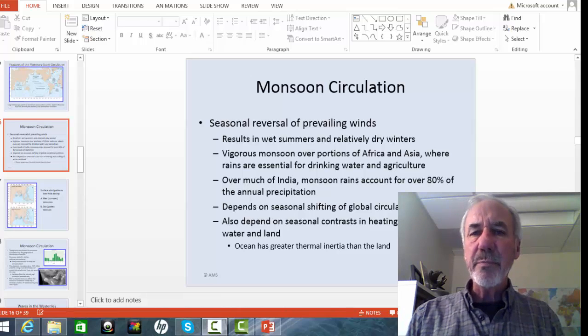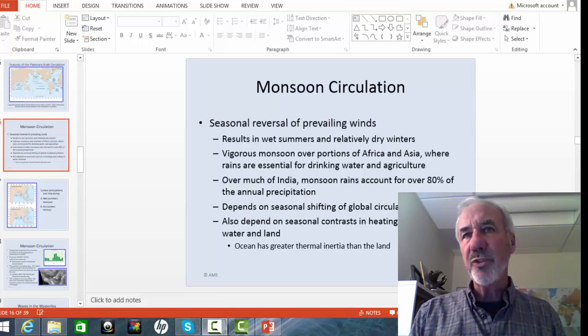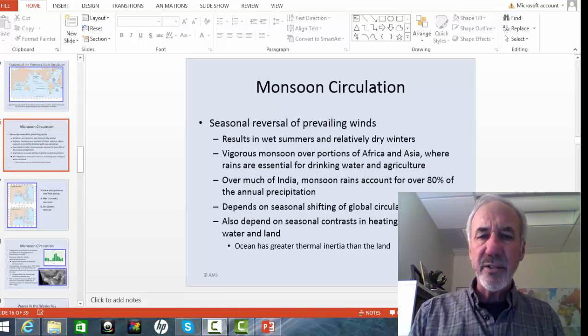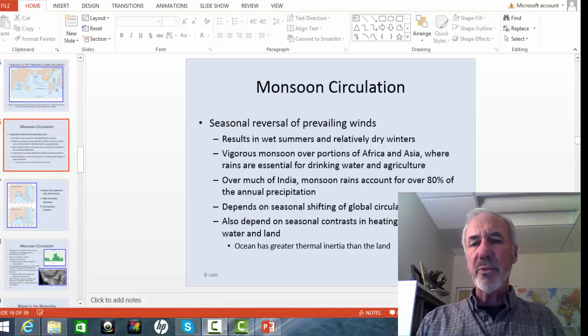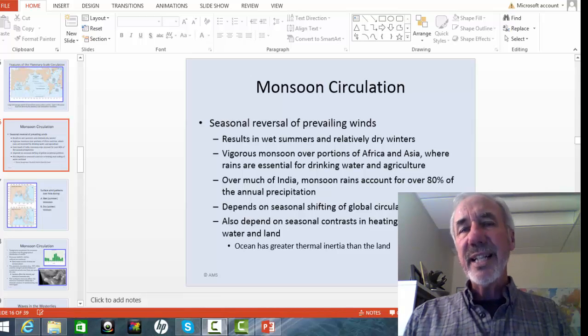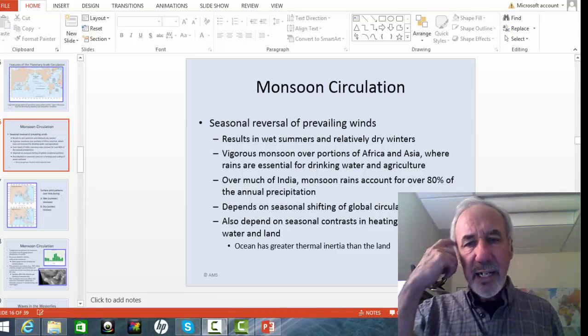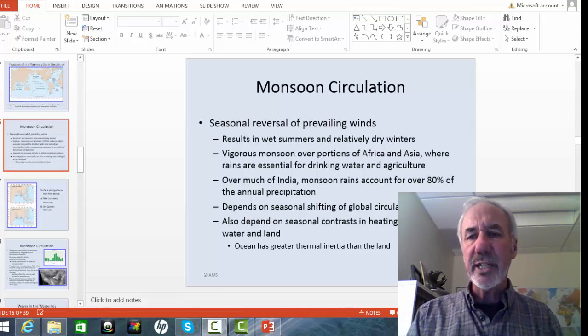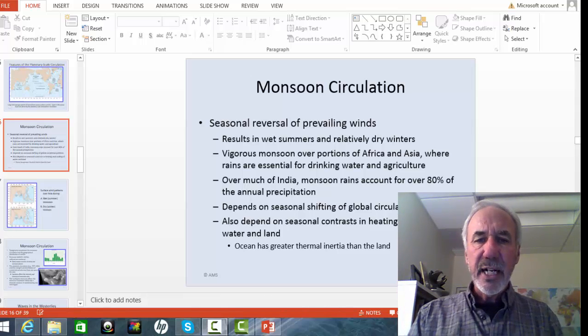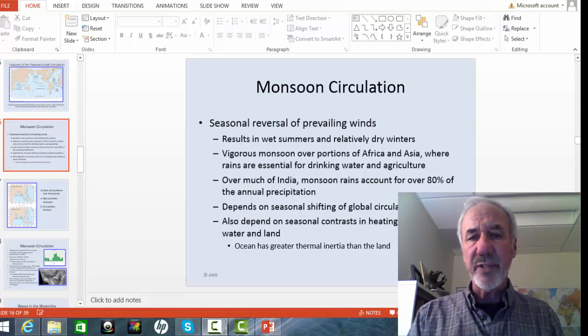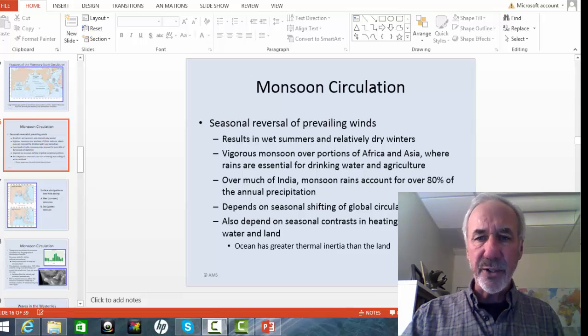All that the term monsoon means is a seasonal reversal of the prevailing wind direction, okay? And the first bullet down suggests that it results in wet summers and relatively dry winters. That's generally true, okay? Now, we have a very distinct monsoon over Asia, one in India in particular. We also have a monsoon down here in the southwest. It's quite a bit different from the one in Asia. So let's take a look at those.